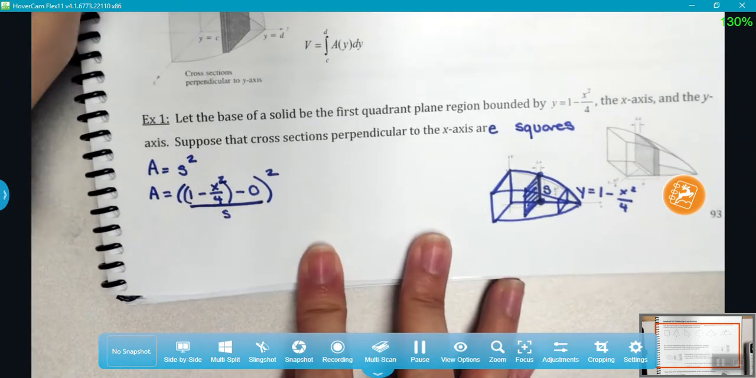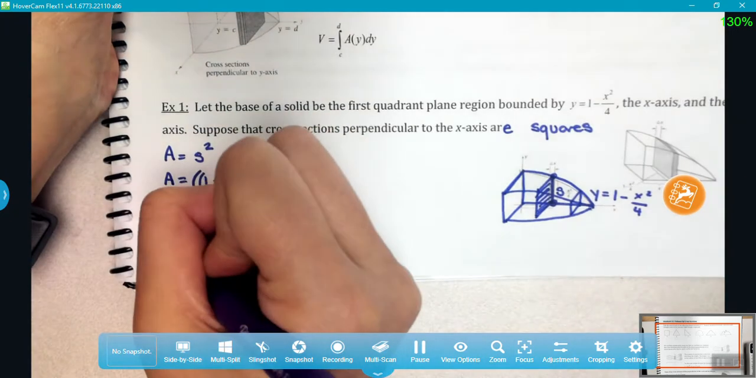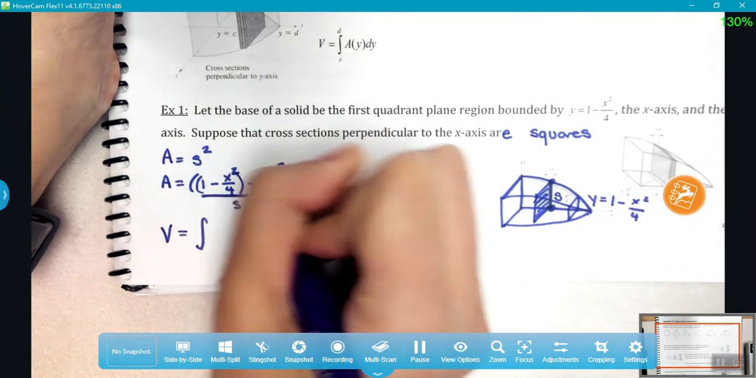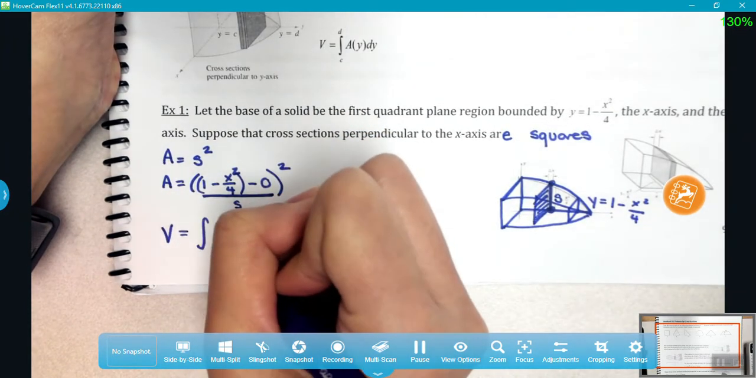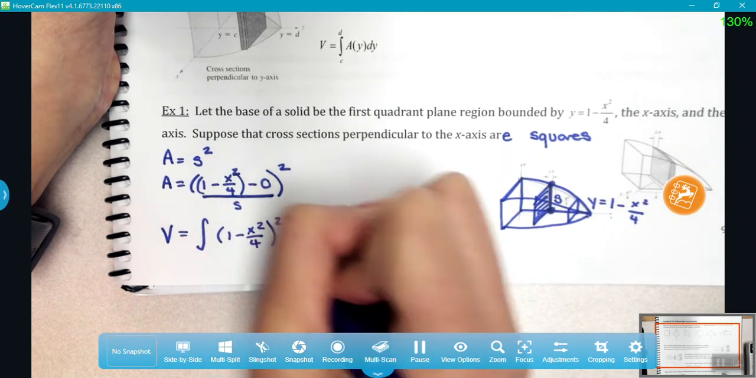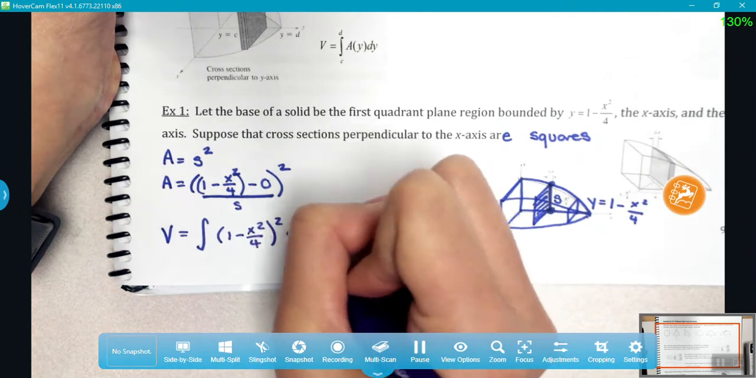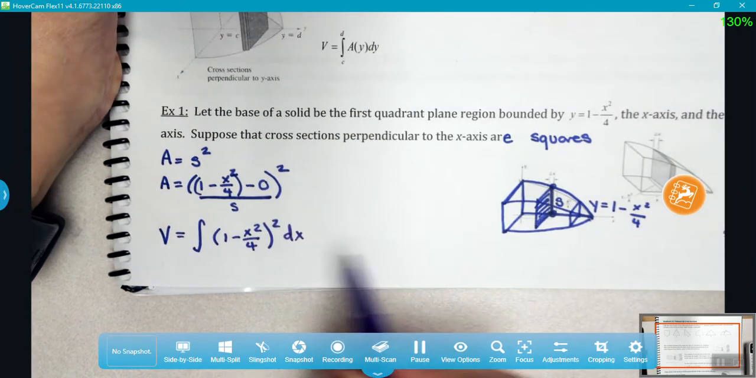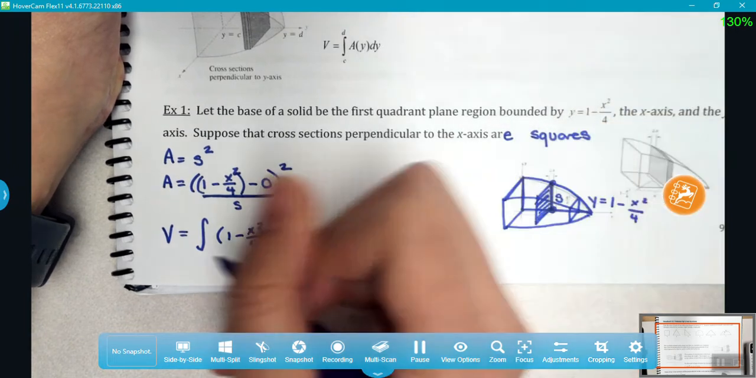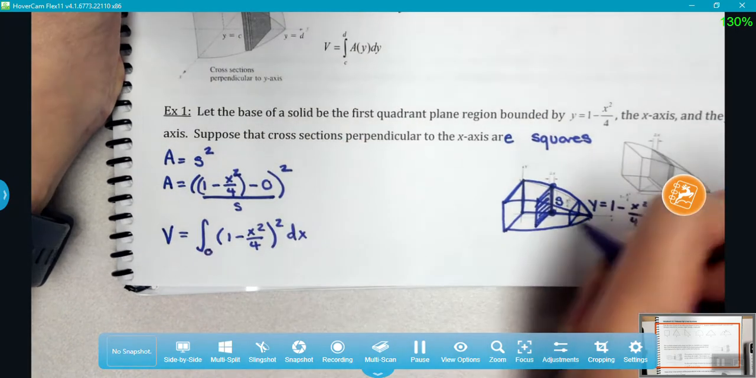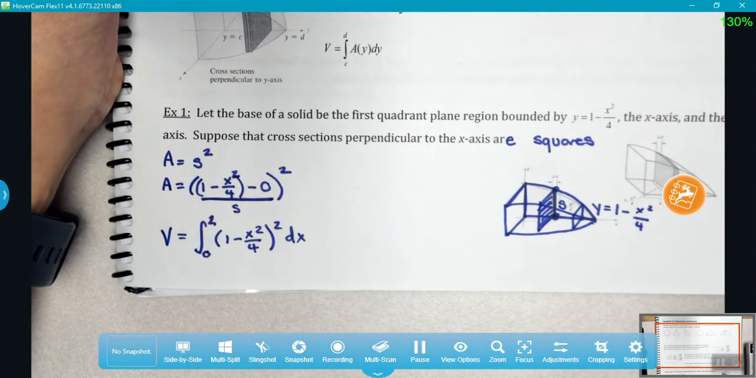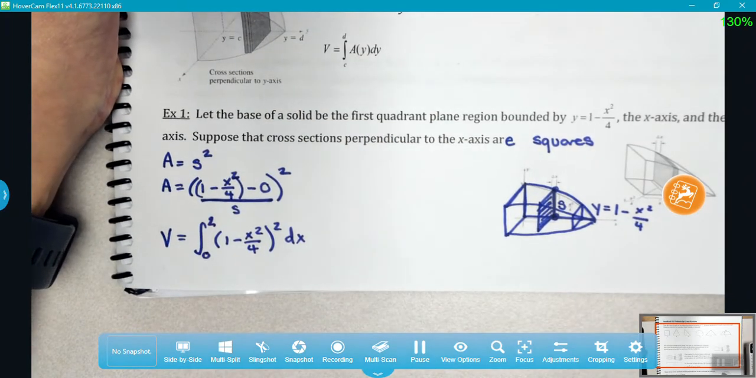All right, now to find volume, all you have to do is integrate this equation. That's all you have to do. Our cross sections start at 0, right? 0 is the start of my cross section, and then 2 was the end of my cross section. Remember, if I go further than that, it gave me that weirdo looking graph that I didn't want.